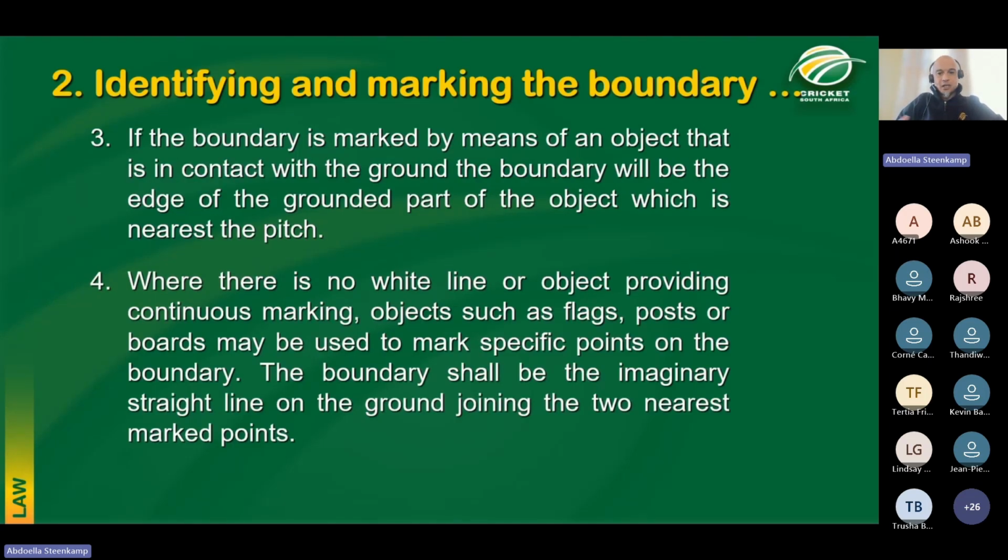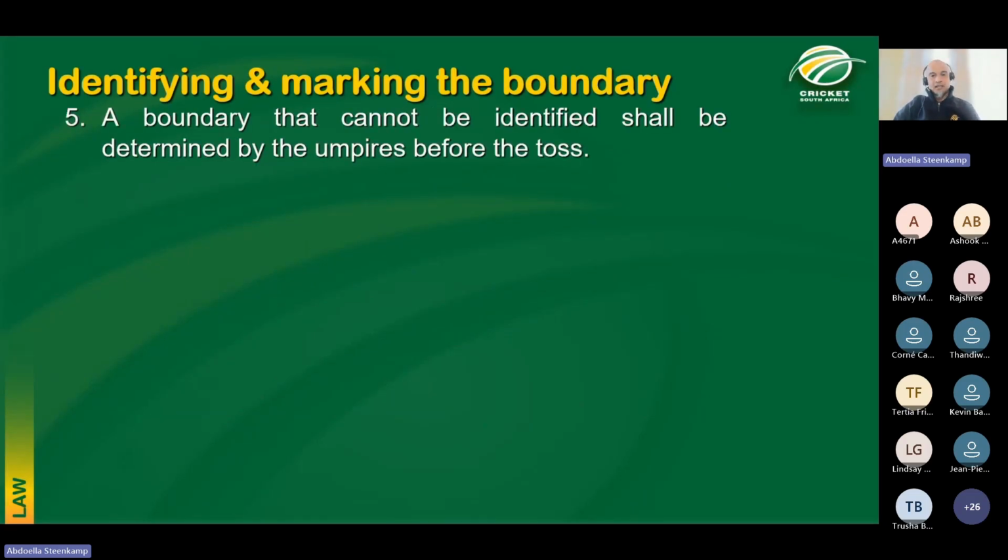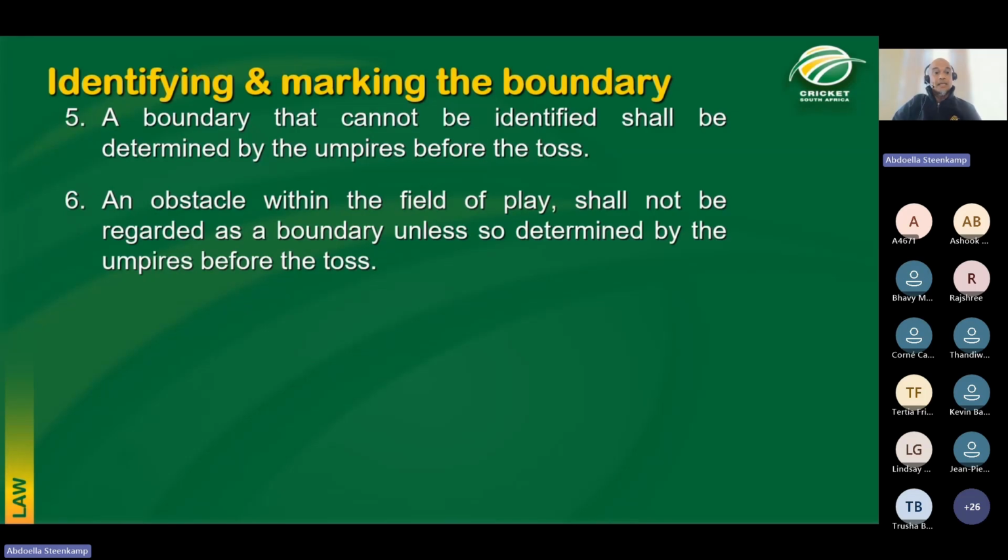If there's no white line and your boundary is marked by objects like flags, posts, or boards, the law guides us by telling us the boundary shall be the imaginary straight line on the ground joining the 2 nearest marked points. A boundary that cannot be identified shall be determined by the umpires before the toss. Any obstacle within the field of play shall not be regarded as a boundary unless so decided by the umpires before the toss.